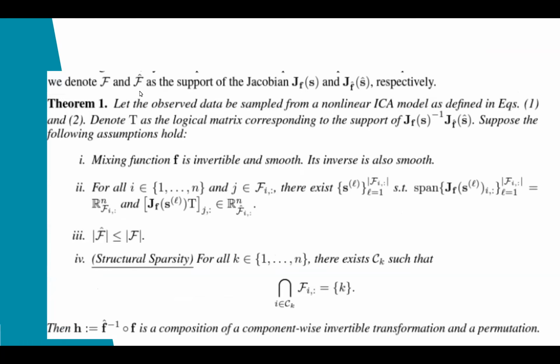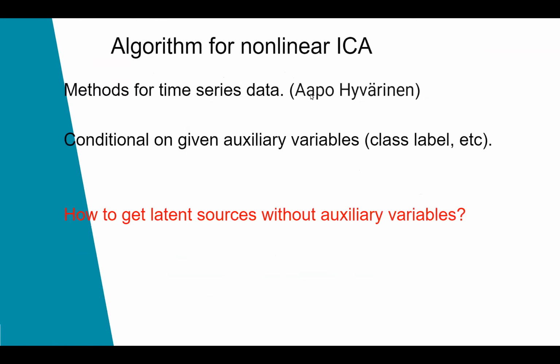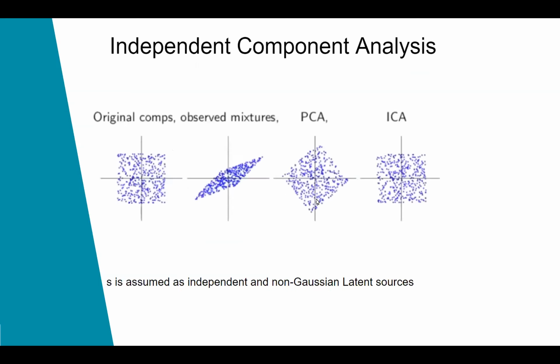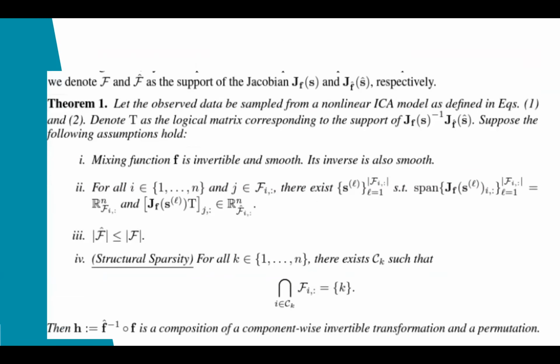So F and F hat is the support of the Jacobian matrix of the F_S. Did you list equations 1 and 2 in the previous slide? Did I miss? I think this is the 1 and 2. Okay, I should paste it there. And F_S is a mixing function. I see. And F hat has a Jacobian for the estimated function.